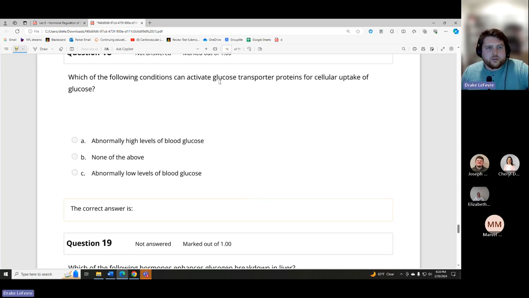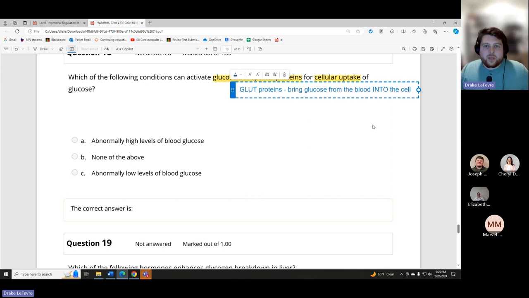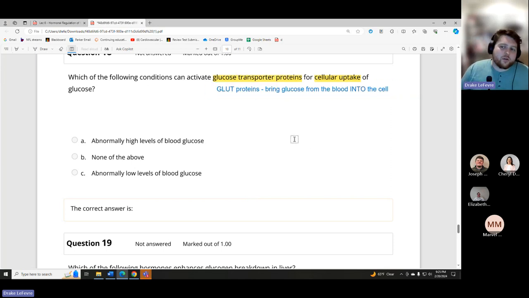Let's look at this. Glucose transporter proteins, aka GLUT proteins. What is their job? Transport glucose to where it's needed, specifically from the blood. So GLUT proteins bring glucose from the blood into the cell. Does that sound like an insulin job or a glucagon job? Insulin. So when is insulin going to be activated? High levels of blood glucose. Exactly.